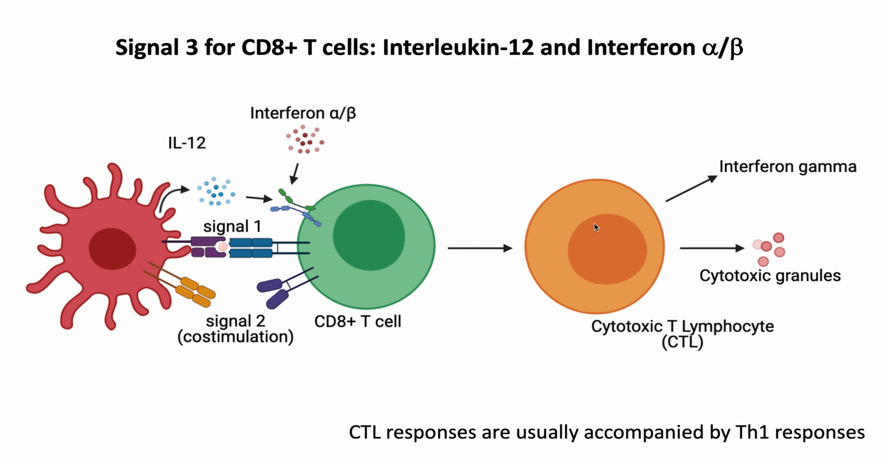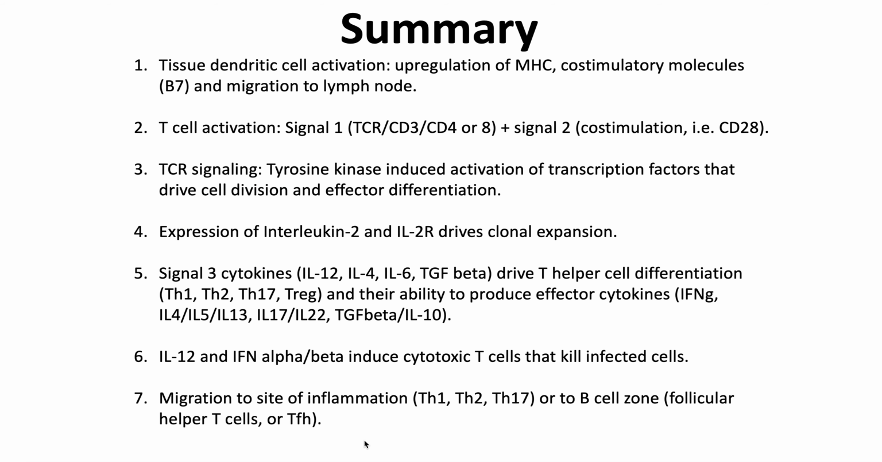CTL responses don't always happen in isolation. They're usually accompanied by T helper 1 responses, which makes sense given that the signal 3 cytokines for Th1 and CTL responses overlap. So here's a summary of some of the key points from this mini lecture. Please take a moment to go over each of these points to review the material that you learned today.